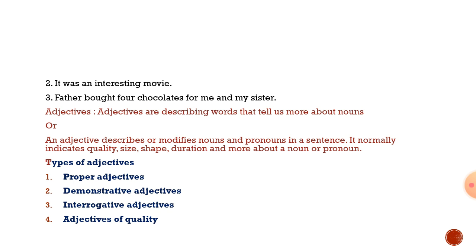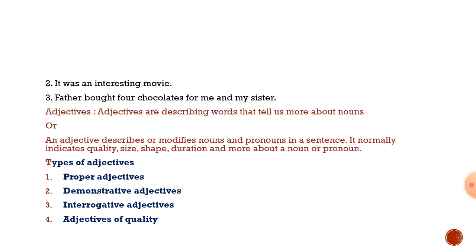So, we can say that adjectives are describing words that tell us more about the noun. Or we can say that an adjective describes or modifies nouns and pronouns in a sentence. It normally indicates quality, size, shape, duration, and more about a noun or pronoun.